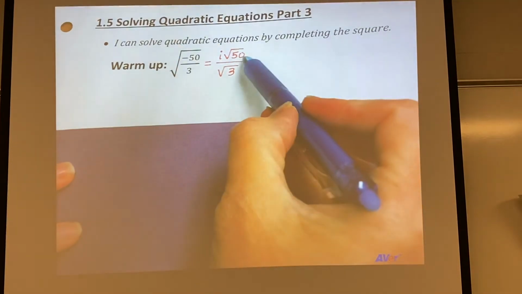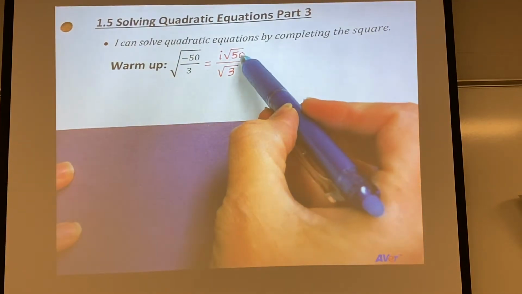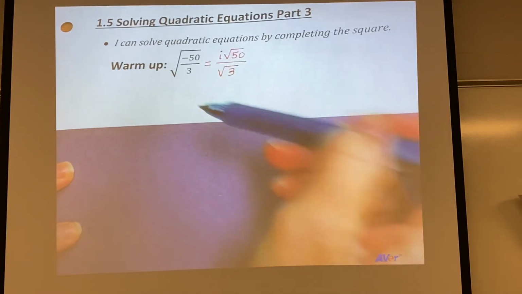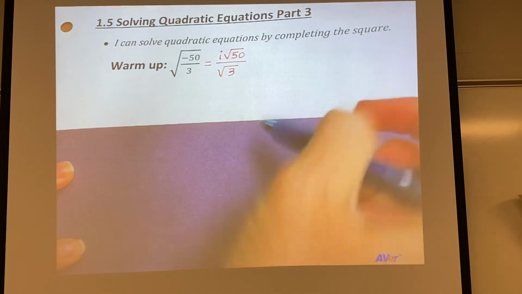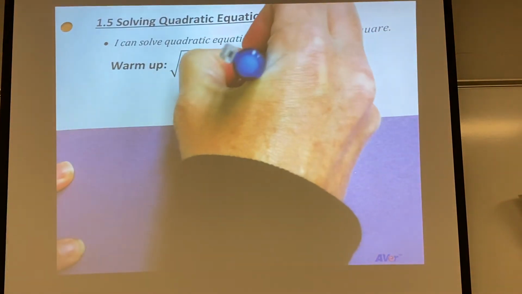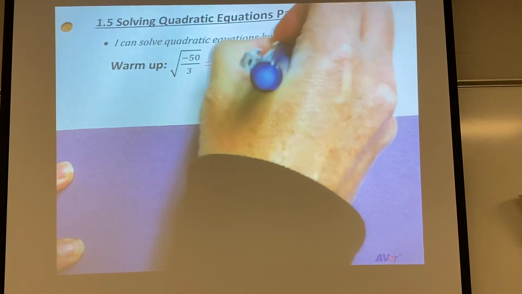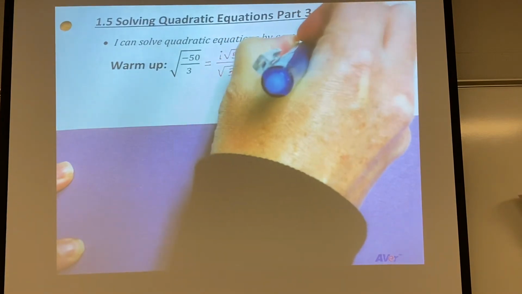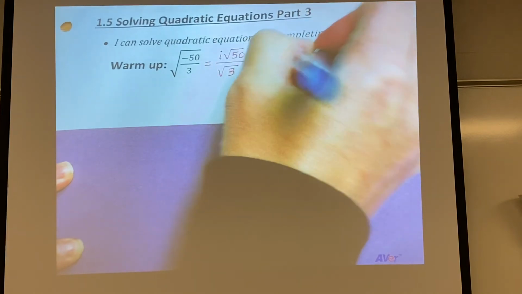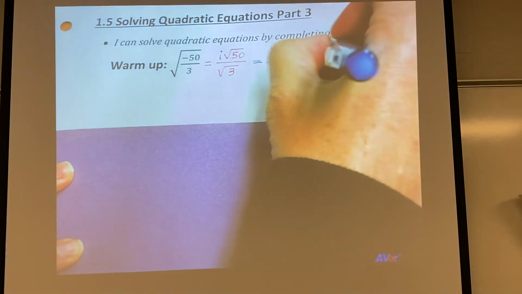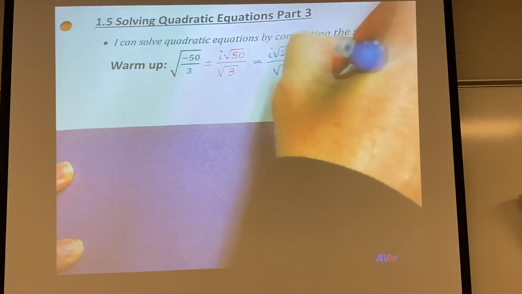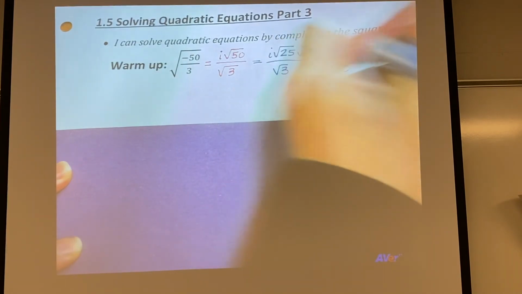We need to simplify the square root of 50, and we also need to get the square root of 3 out of the denominator. You can do those in any order. So let's say you wanted to simplify the square root of 50 first. That would be the square root of 25 times the square root of 2. And the square root of 25 is 5. So we'd say 5i radical 2 over the square root of 3.